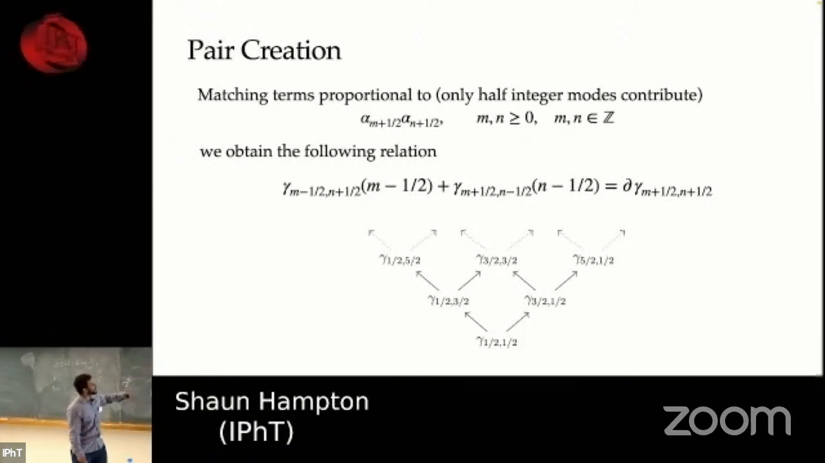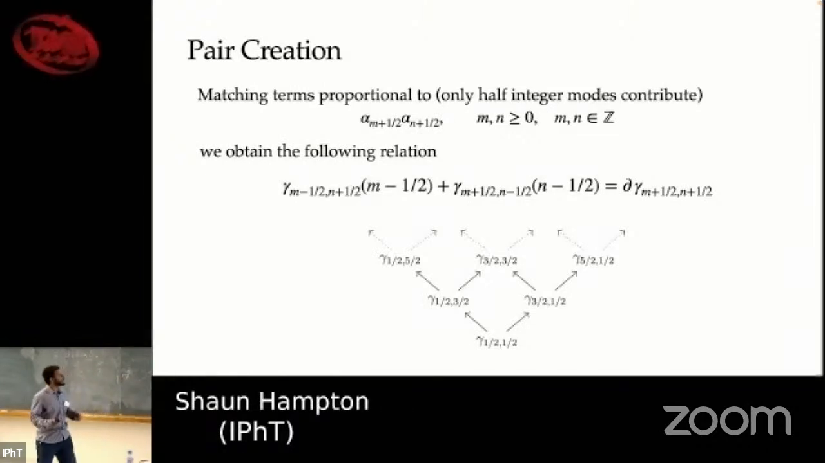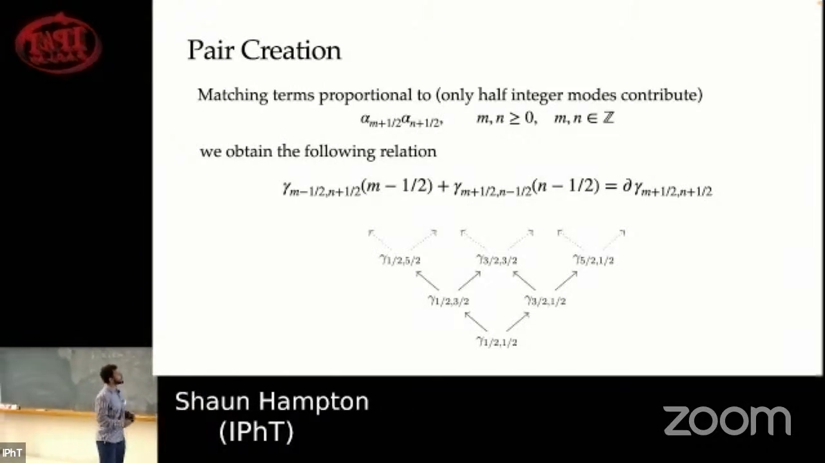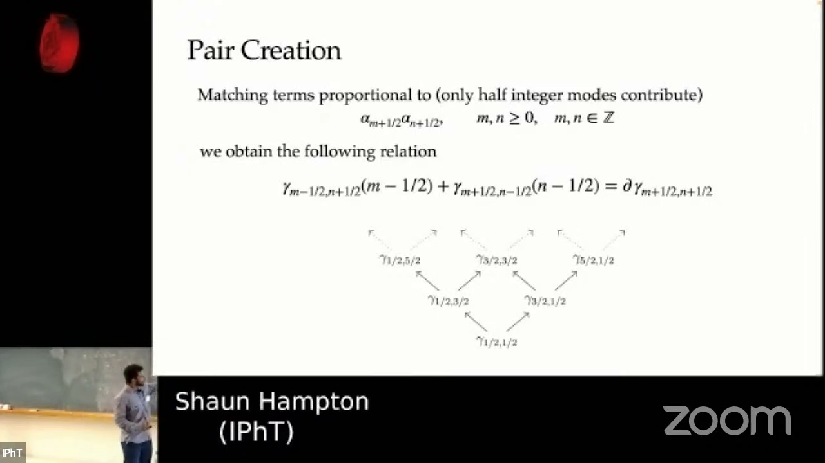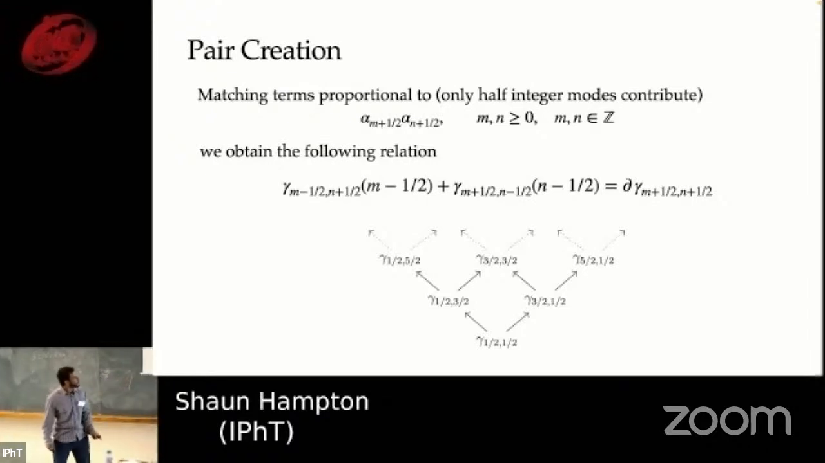On one side you have the partial of some gamma, and on the other side you may have some shifted indices. And so the way that you can resolve this recursively is once you know gamma 1/2 1/2, you can use this equation and you can solve for gamma 1/2 3/2, or you can go the other way.